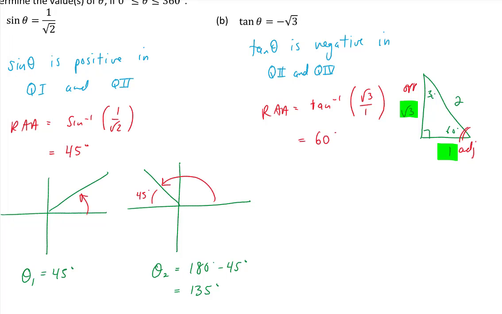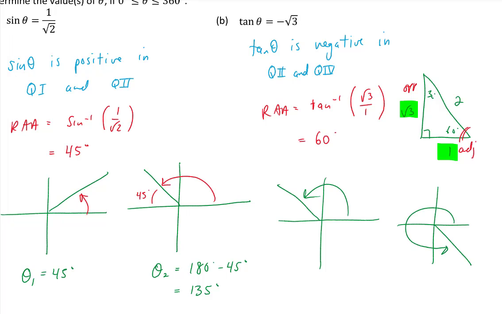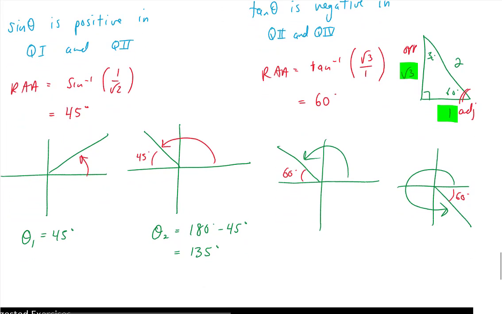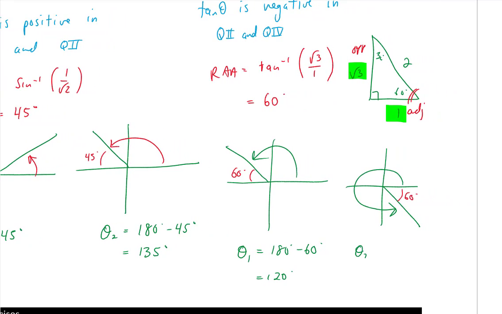Now that we have the angle, we draw our two principal angles in quadrants 2 and 4. There's quadrant 2, there's quadrant 4. Noting that this is 60 degrees here, this is 60 degrees here. And determine your angles. So theta 1 is going to be 180 minus 60, so that's 120 degrees. And theta 2 is equal to 360 minus 60, so that is 300 degrees.